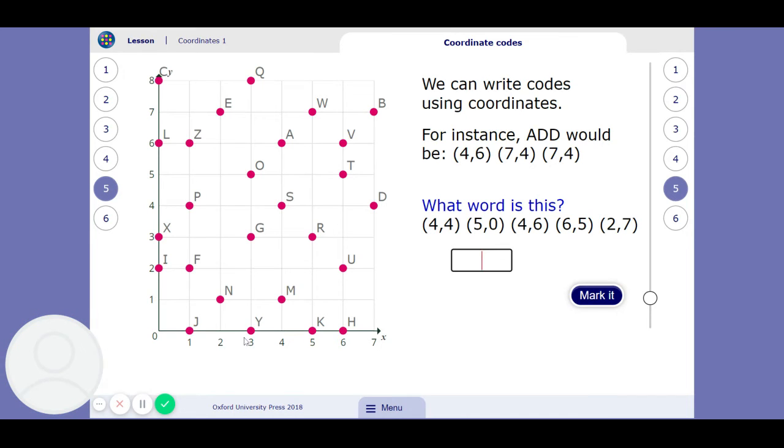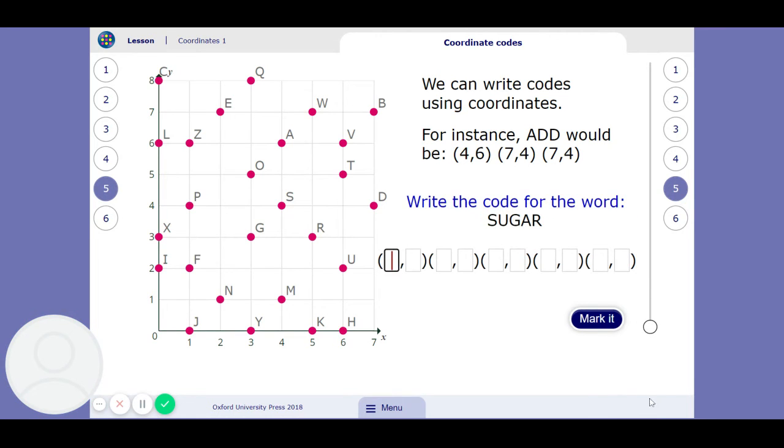Right, so let's have a look. 4, 4. Yes. 5, 0. K. 4, 6. A. 6, 5. T. 2, 7. E. So skate. Great. Okay, so there are lots of things you can do with coordinates like that.